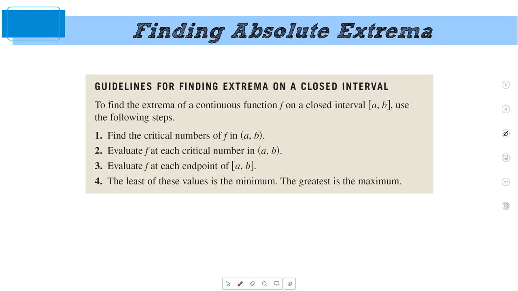Okay. Now, let's first talk about some terminology here. What's a critical number? Okay, because that's kind of a big jump. One, find the critical numbers. Well, that's tough if you don't know what a critical number is. A critical number is a value for x where the derivative equals zero.